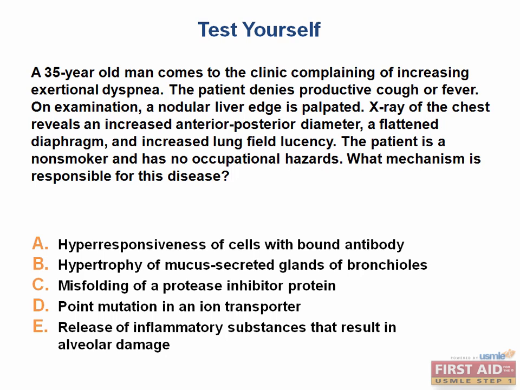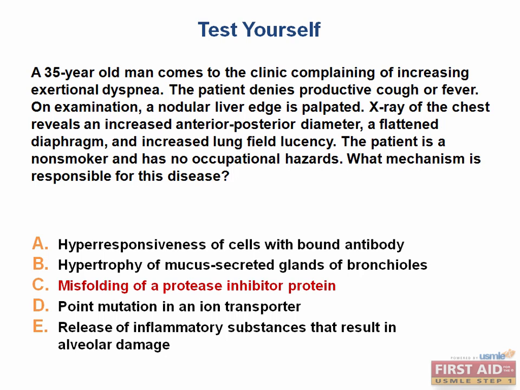A 35-year-old man comes to the clinic complaining of increasing exertional dyspnea. The patient denies productive cough or fever. On examination, a nodular liver edge is palpated. X-ray of the chest reveals an increased anterior-posterior diameter, a flattened diaphragm, and increased lung field lucency. The patient is a non-smoker and has no occupational hazards. What mechanism is responsible for this disease? The answer is C, misfolding of a protease inhibitor protein.